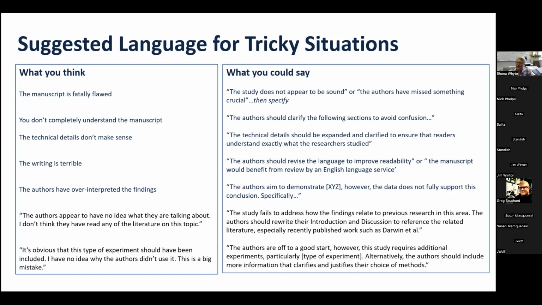Better: the study fails to address how the findings relate to previous research in this area. The authors should rewrite their introduction and discussion to reference related literature, especially recently published works such as Darwin et al. And then, it's obvious that this type of experiment should have been included. I have no idea why the authors didn't use it. This is a big mistake. Perhaps: the authors are off to a good start. However, this study requires additional experiments, particularly, and then state what it is. Alternatively, the authors should include more information that clarifies and justifies their choice of methods.